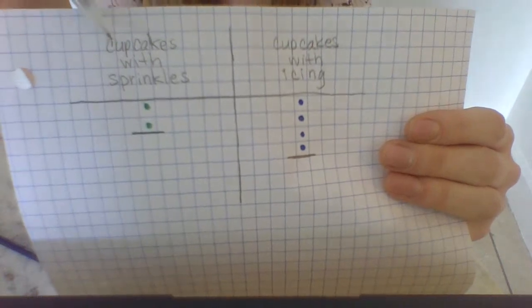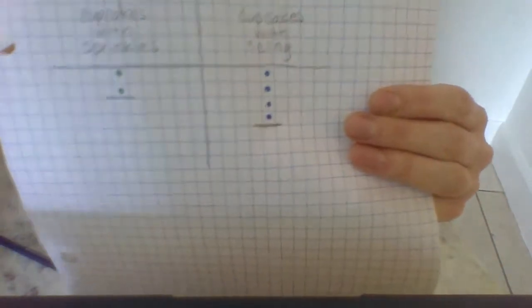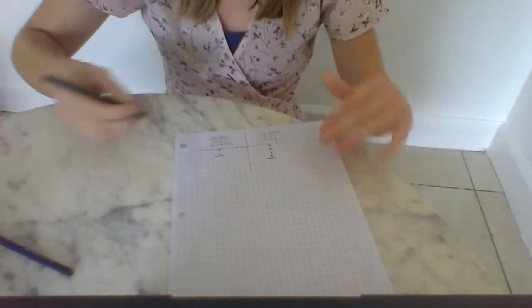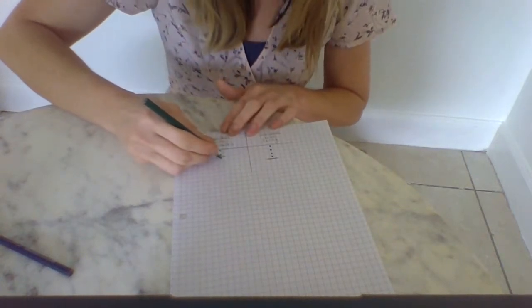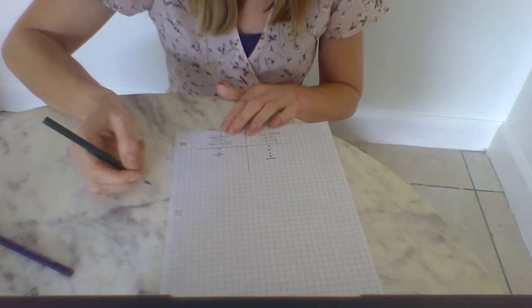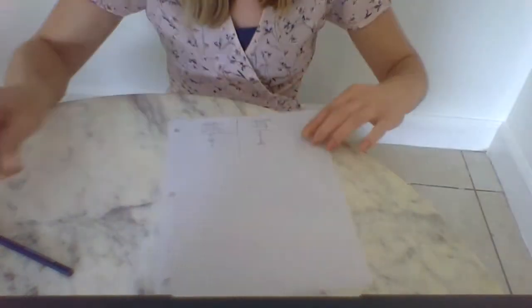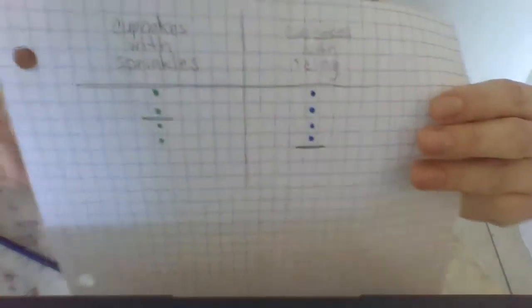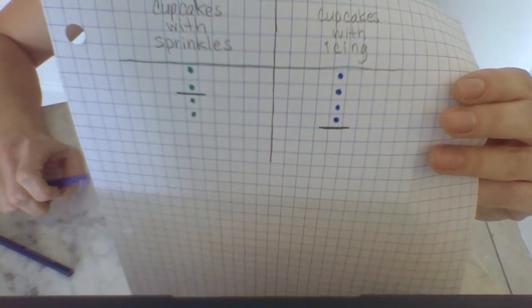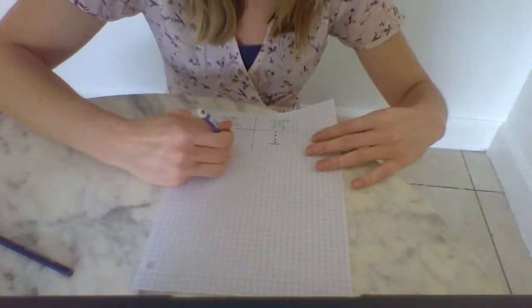So next we'll go back to cupcakes with sprinkles. The third cupcake you make will not have sprinkles. The fourth cupcake you make will. So we'll put the paper strip down. And would you look at that?